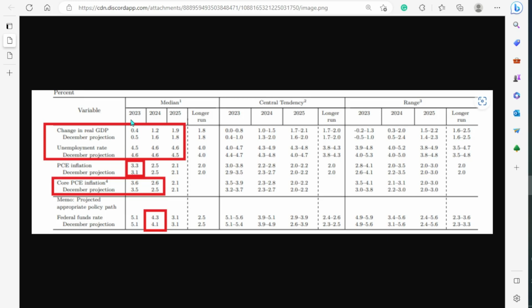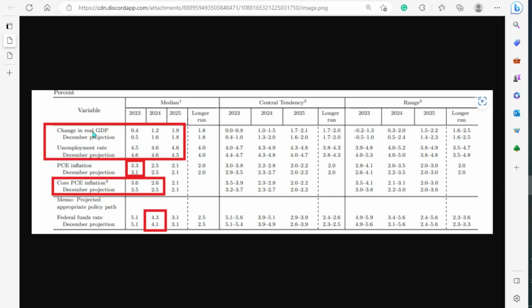Now they show you 2023, 2024, 2025. It's called a summary of economic projections because they're projecting out several years, and it shows longer run. One other thing to notice, underneath these data points, they also show their prior projections from December. So what you want to do is a vertical analysis here, and compare what they were looking at in December versus now. So let's go ahead and do that.